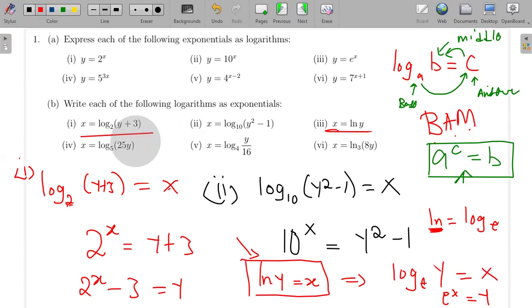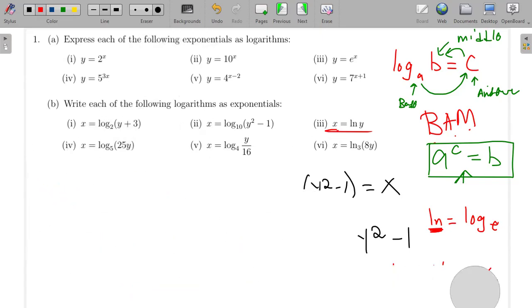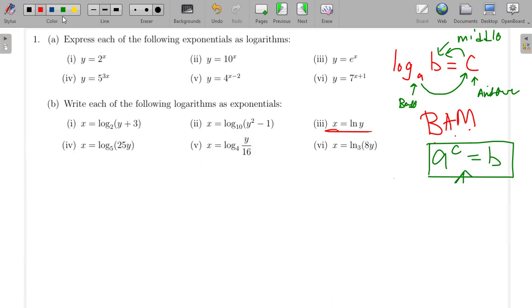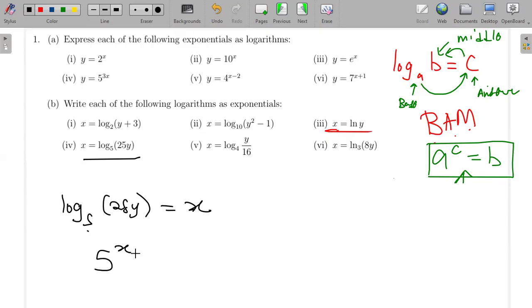Okay, what about the fourth one? Let's look at this one. So we have log base 5 of 25y is equals to x. So this will be base to the power answer is equals to what is in the middle, which is 25y. So this was number 4.